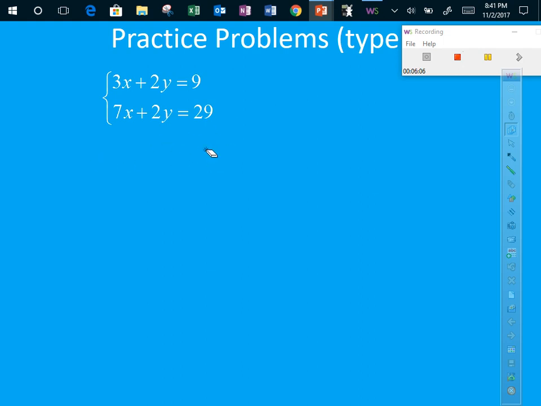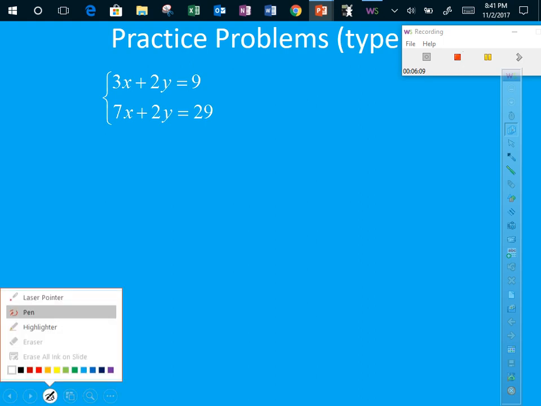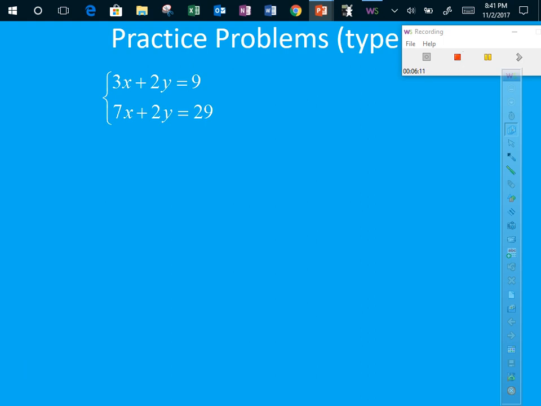So what I'm going to do is try to make something drop out. Now guys, you got a lot of choices here. Notice that the 3 and the 7 don't have much in common, but notice the 2's almost drop out. So I'm going to multiply one of the equations by negative 1. It does not matter which one. But watch what happens when I do that. I'm going to get negative 3x minus 2y equal negative 9. The bottom equation I'm going to leave the same. 7x plus 2y equal 29.